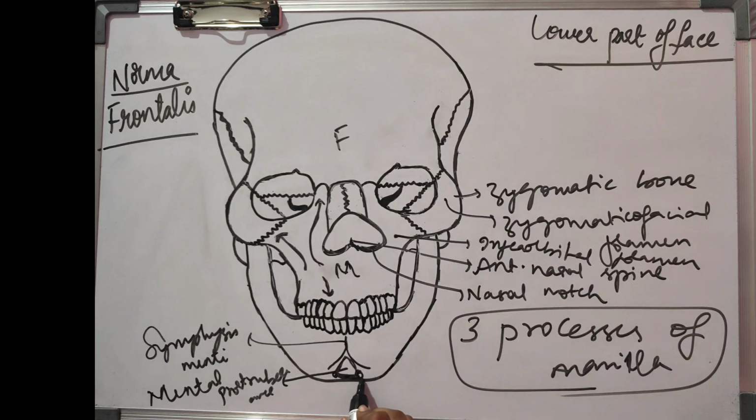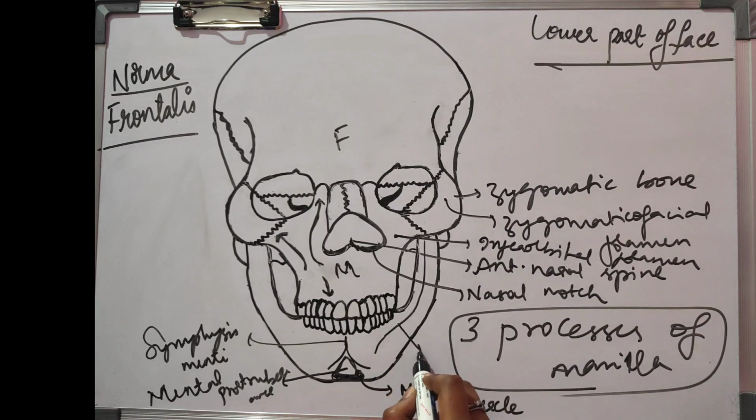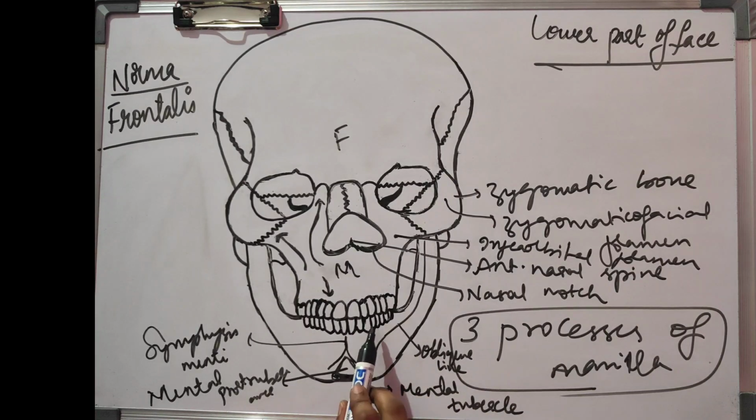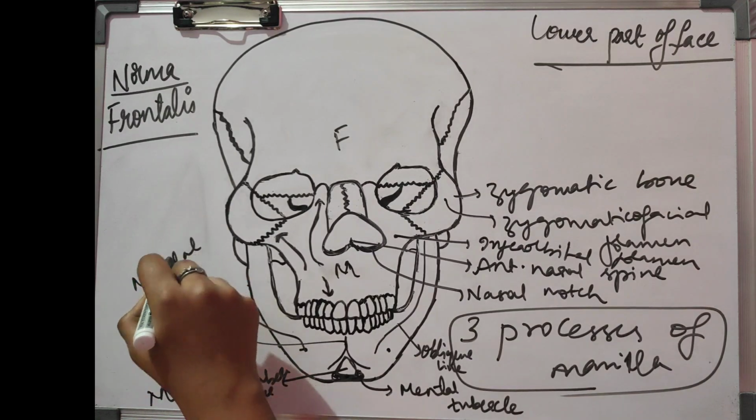So these raised elevations are known as the mental tubercle, and from this mental tubercle we find one line running upwards and backwards onto the ramus of the mandible, and this is known as the oblique line, and between the two premolars we find one foramen known as mental foramen.